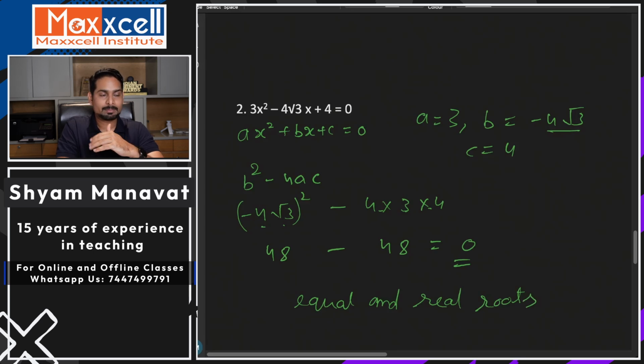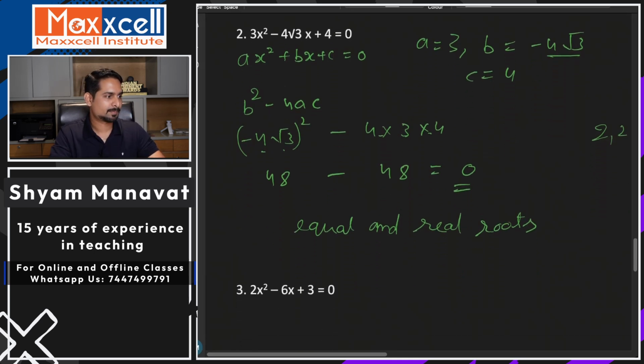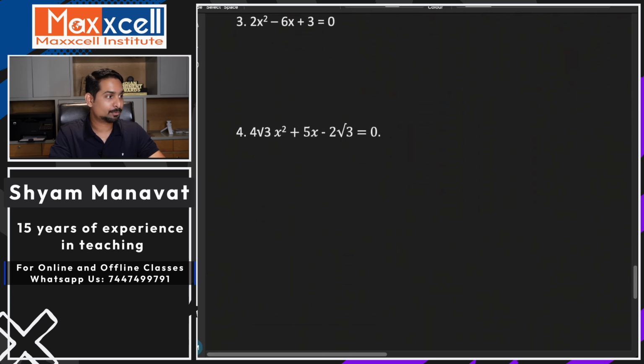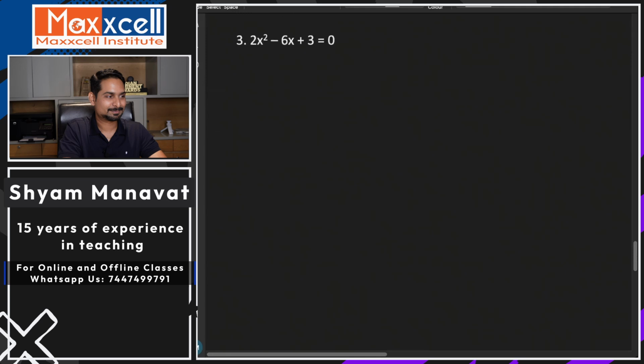Equal means what? Both will be, for example, 2 and 2. Right? So basically you got only one root. Let's see. I am not going to solve and tell you what the roots are. We are only looking at the nature of roots here. Compare ax square plus bx plus c equals 0.